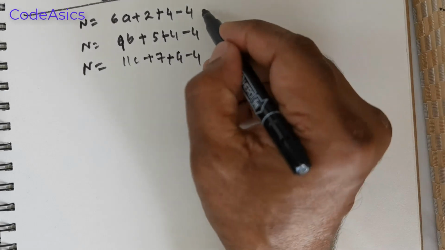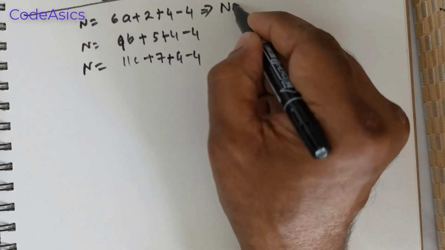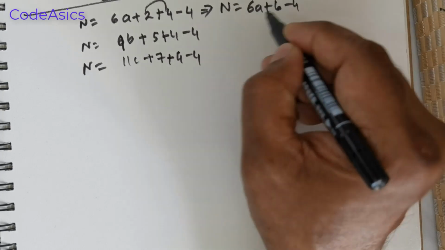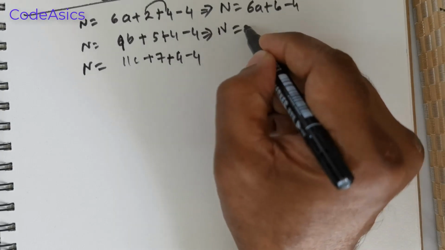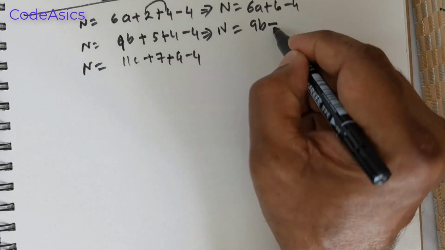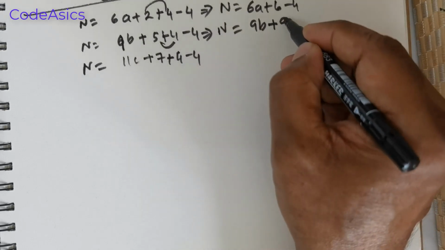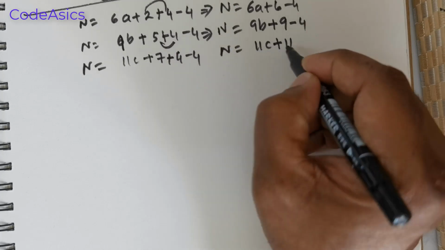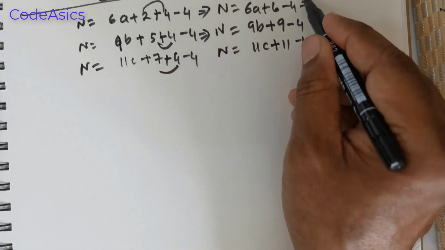So this can be rewritten as n is equal to 6a plus 6 minus 4. This can be rewritten as n is equal to 9 times b plus 9 minus 4. This can be rewritten as 11 times c plus 11 minus 4.